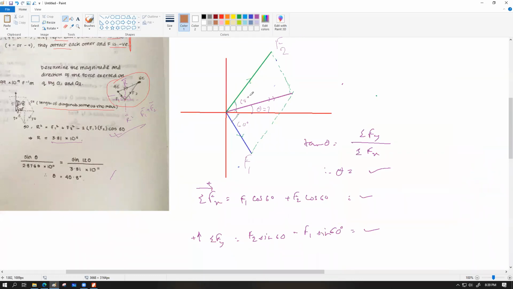F2 cos 60 means the component adjacent to this 60 degree angle. So what it means is F2, this part, this much, is F2 cos 60.